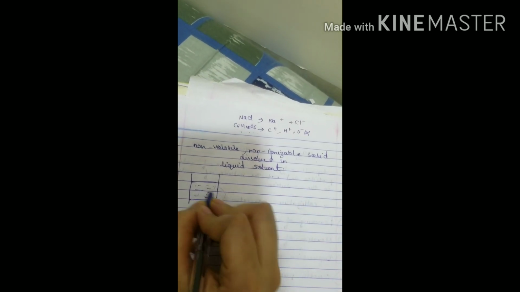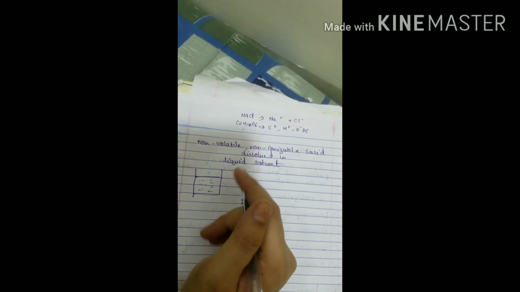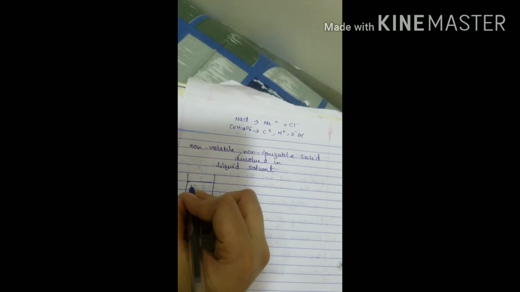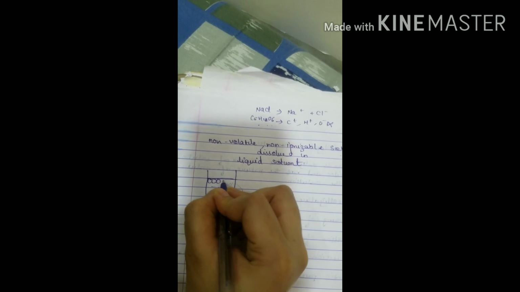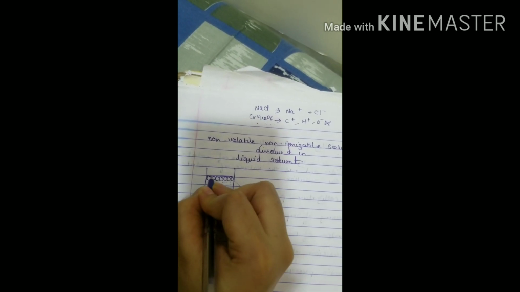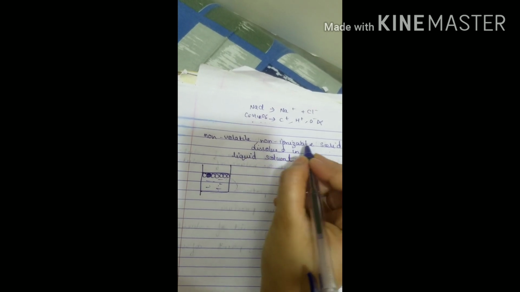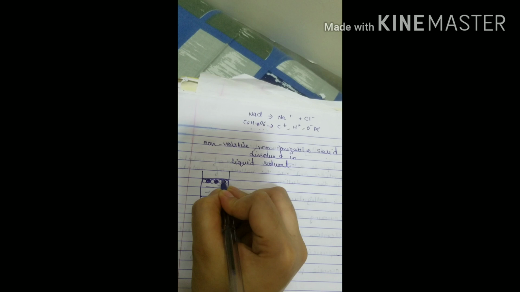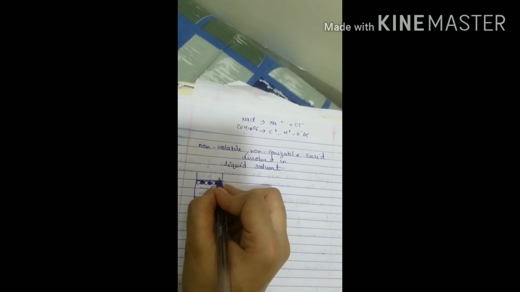Okay, now imagine here if you have a non-volatile solute, means it is not going to evaporate, it is not going to contribute to the total vapor pressure. So what exactly I mean to say is, if there are molecules here on the surface, there will be molecules of this non-volatile and non-ionizable solid as well, right? So are they going to evaporate? They are not going to evaporate.